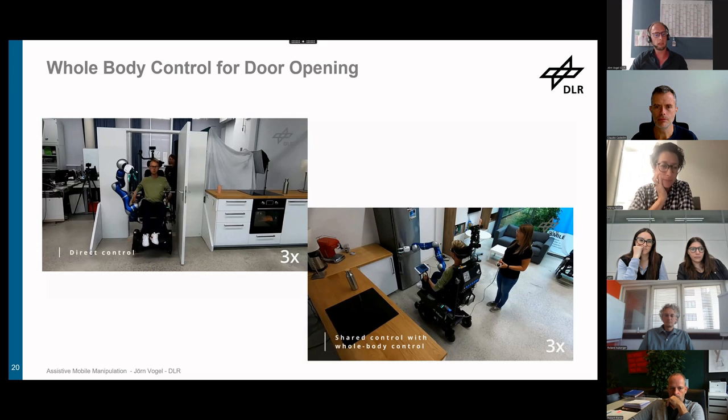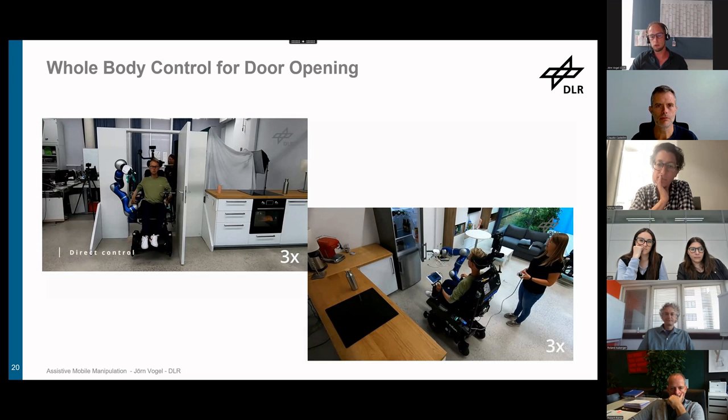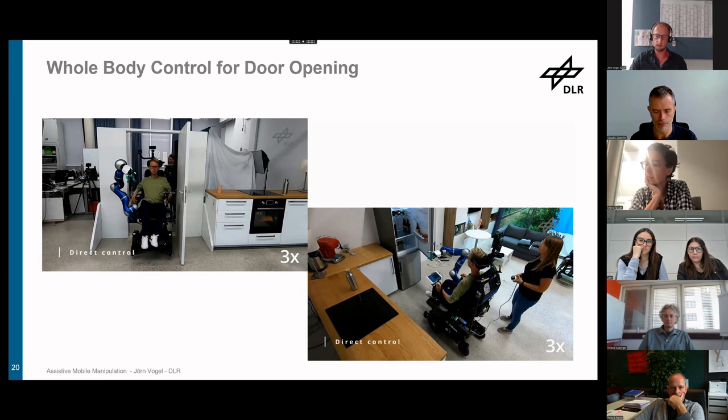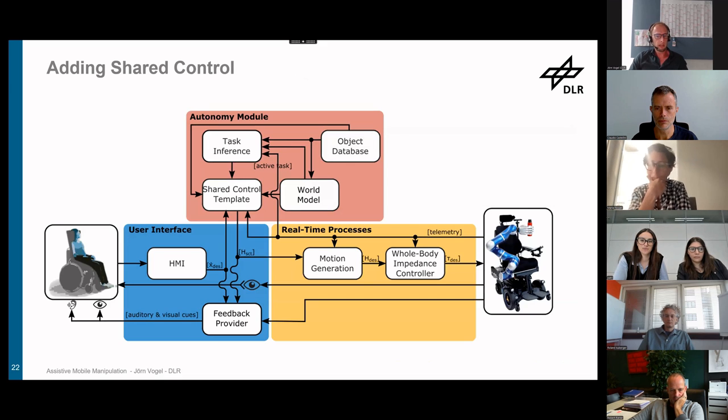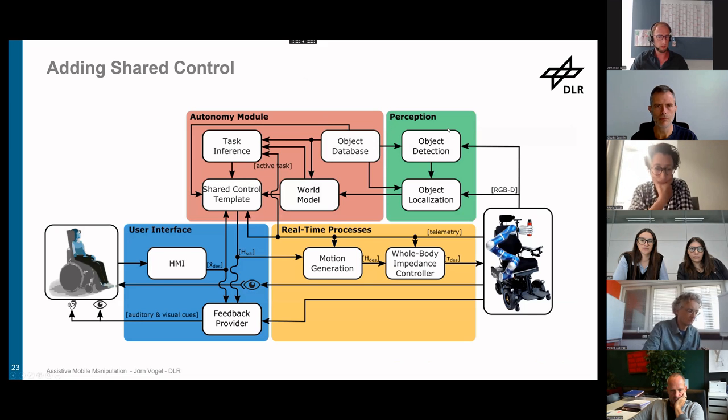And in this case, or with this approach, the user does not have to concentrate on or decide whether to switch between wheelchair driving or arm control, but they can fully concentrate on performing the task with the hand, and all the degrees of freedom of the robot are automatically coordinated. And this is basically the technology we are also applying in our participation in the Cybathlon. Let me quickly also complete this. So we have this world model, which we fill with the objects detected, but I will not go into details here.